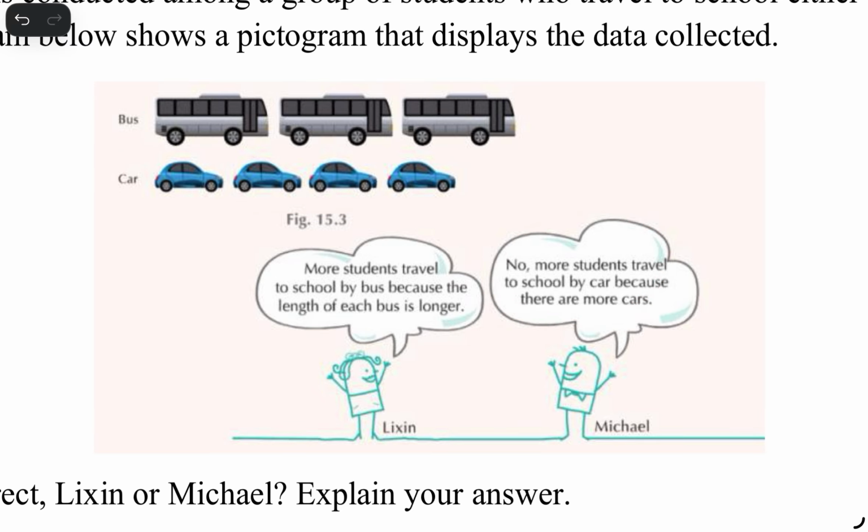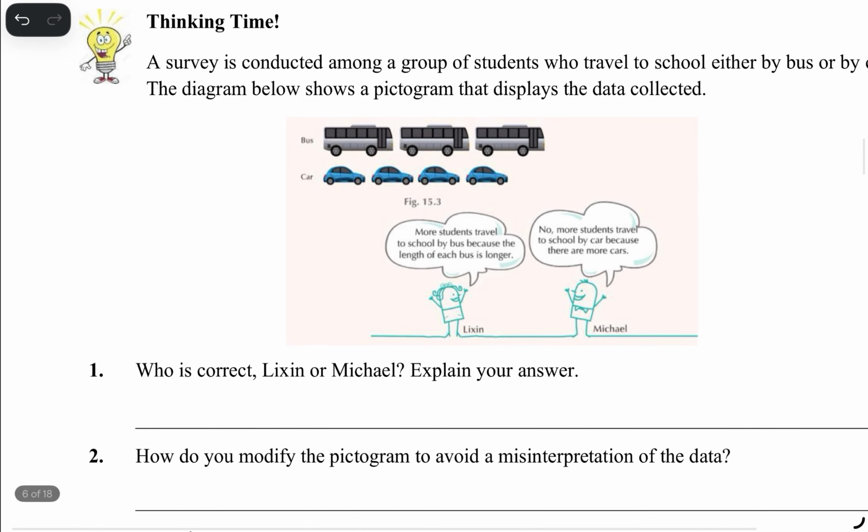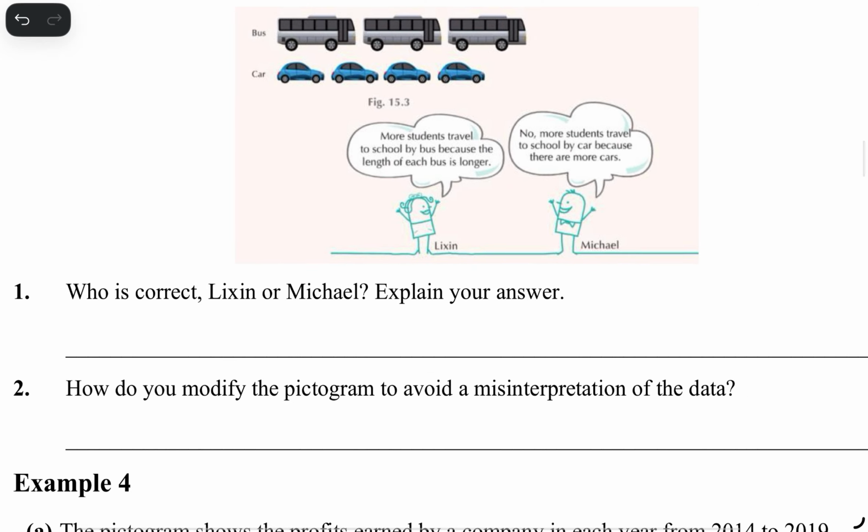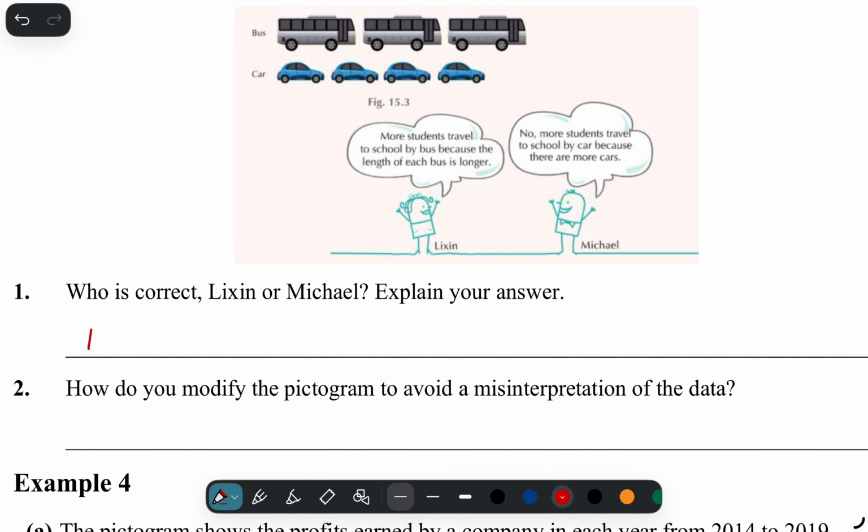Who do you think is correct? Li Xin or Michael? Okay, I give you 1 minute. Think about it. Think about what we have gone through previously and think about what is the correct answer. Who is correct? Once you're confident, pause this video first. Once you're confident, then press play to see the answer. Okay, so I hope you have thought about this question. If you remember what we have gone through, the correct person is actually Michael.